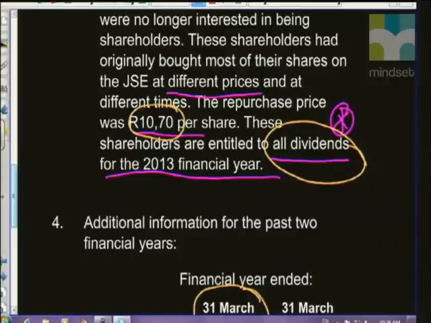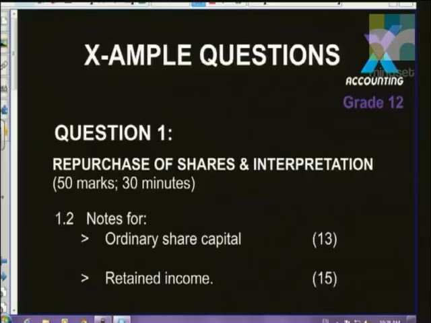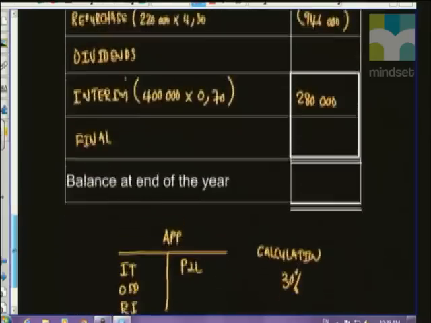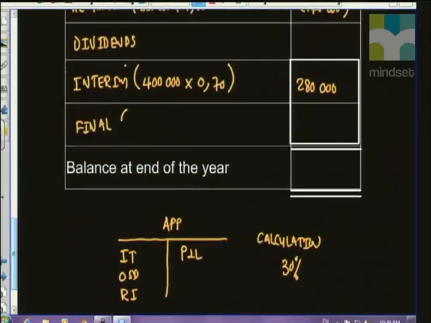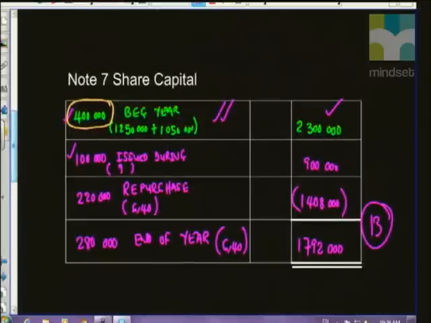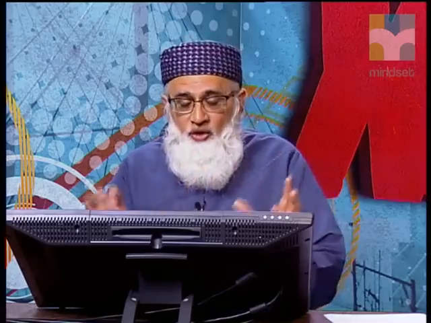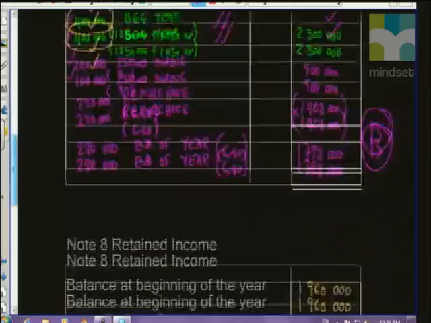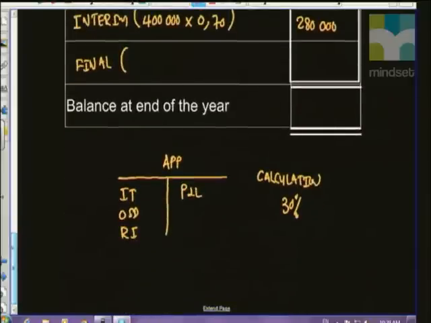Okay, now going to our final dividend. In terms of our final dividend, let's go to our calculation. Remember, the final dividend is now how many thousand shares? Let's look at it. It's the 400,000 at the beginning plus the 100,000 that we sold. Remember, the repurchase are entitled to all the dividends. So we work on 500,000 shares.